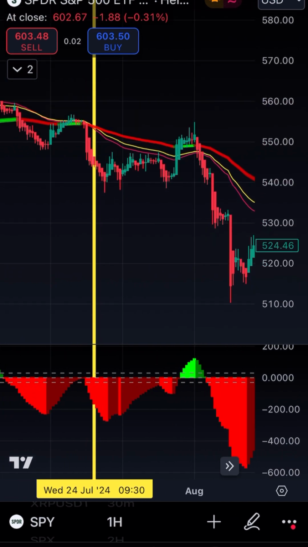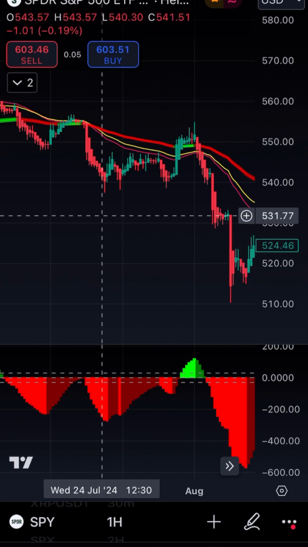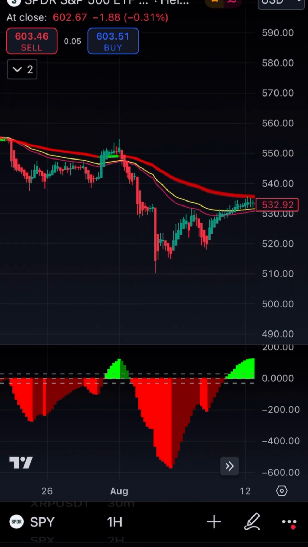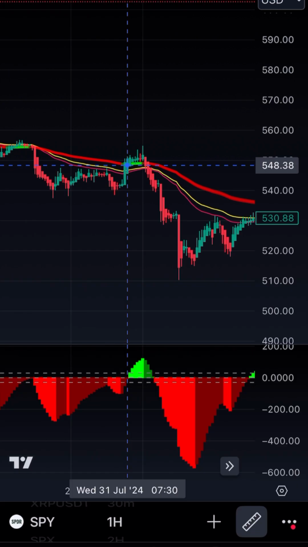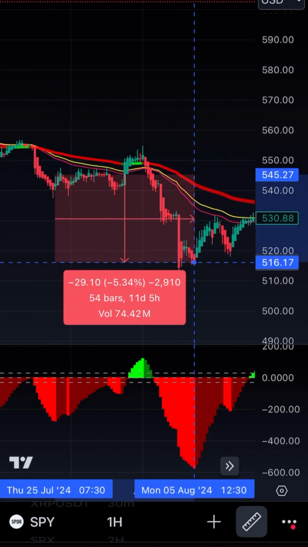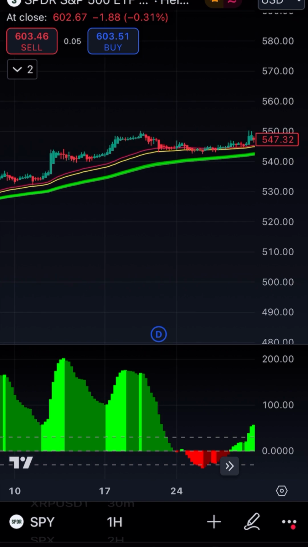Now this is a downtrend. This next move, the cross happened right about July 24th. So if you came in right about here and rode this down, this was a good move against the trend. Or maybe there was a bigger pullback, but this was about 11 days and you made about $2,910 with one contract. So do I have any more?